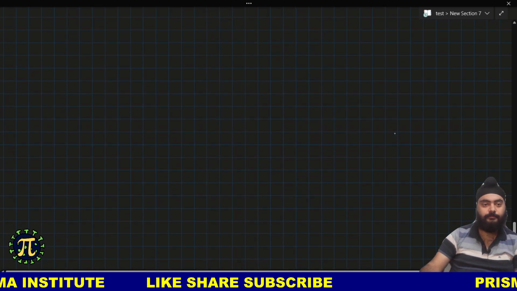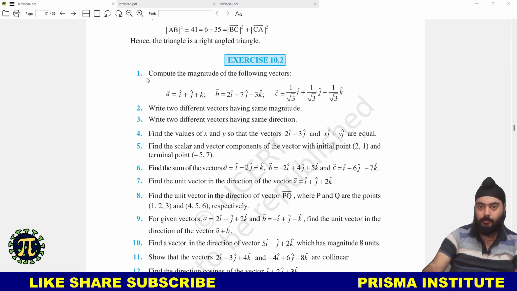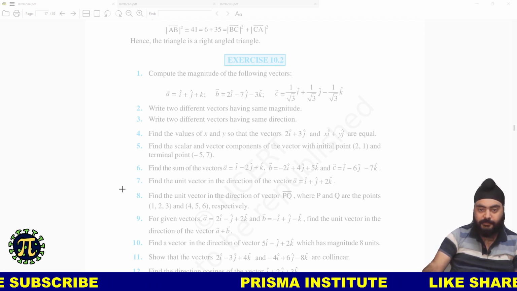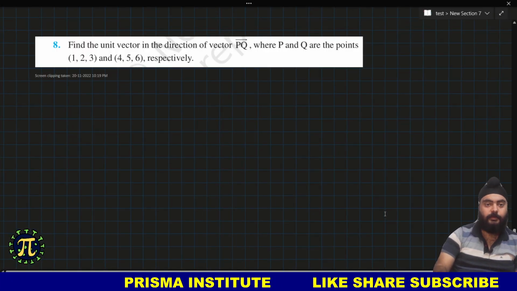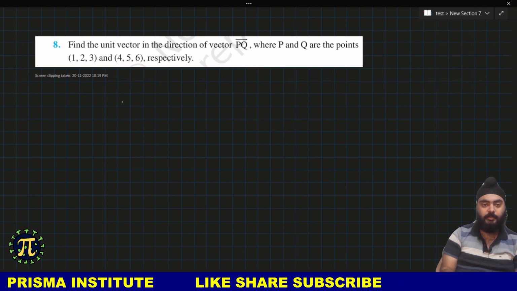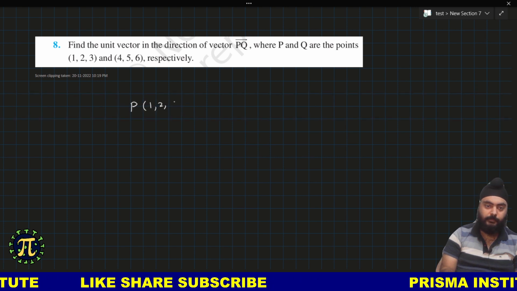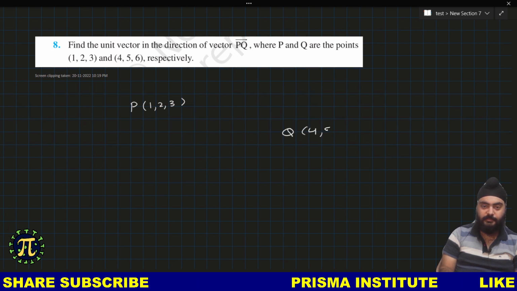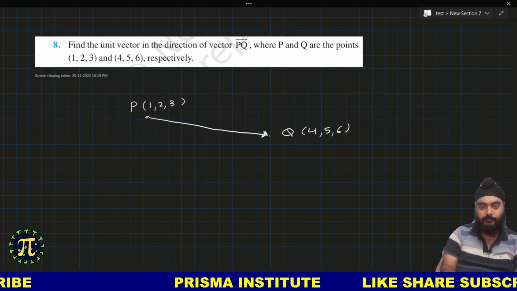So next question, 8th. Find the unit vector in direction of PQ vector where P and Q are the points. Okay, so P is, let's say, the point 1, 2, 3, and Q is, let's say, 4, 5, 6, and we have to find PQ vector, right, from P to Q.